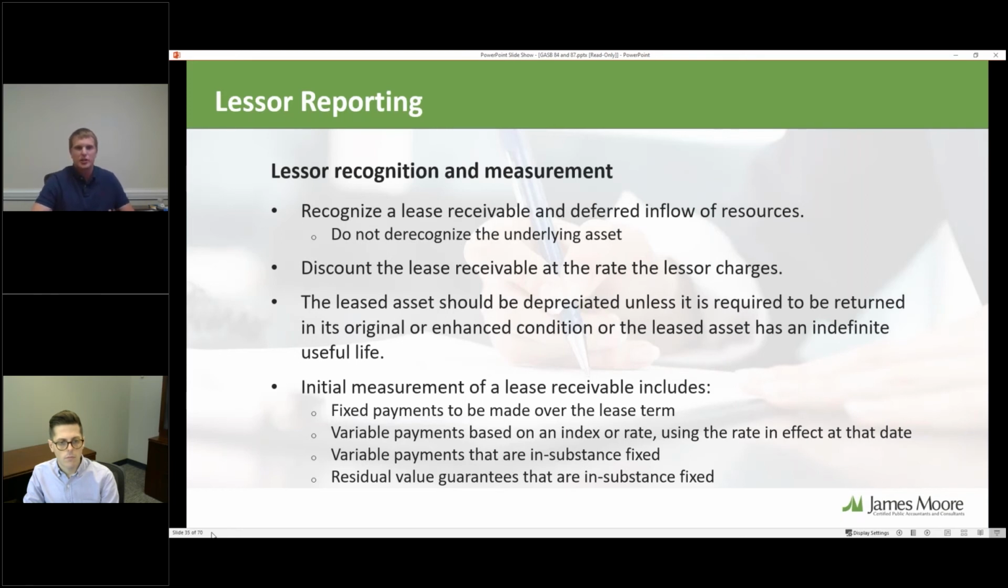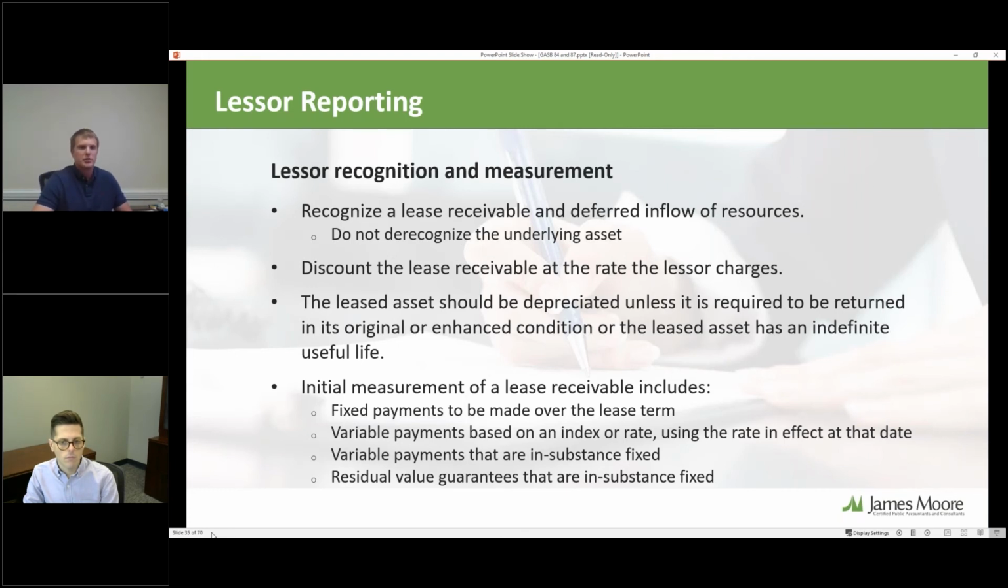The lease asset should continue to be depreciated unless it's required to be returned in its original or an enhanced condition, or the lease asset has an indefinite useful life. So if you're the lessor and you're leasing out land, then obviously you're not going to depreciate that.